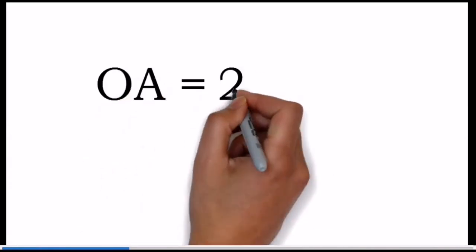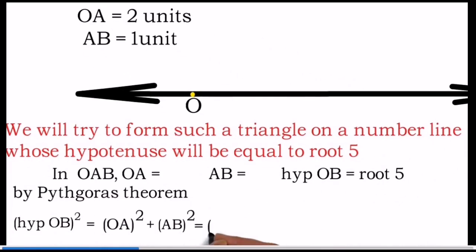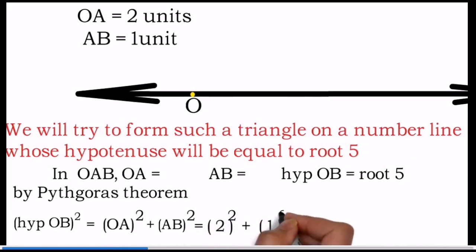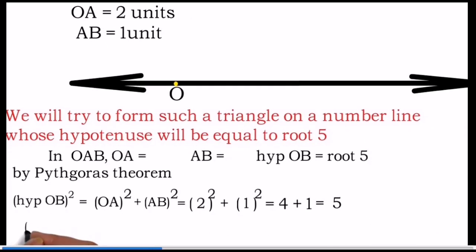So 4, the square root of 4 is 2, so one side will be considered as 2 and another side will be considered as 1 to draw the root 5. Now check out over here, if we do the 2 square and then 1 square, we'll get 4 plus 1, that results in 5, and that means hypotenuse OB square equals 5, and then when that square is shifted to the other side of the equality, we get root 5, and that's what we needed.